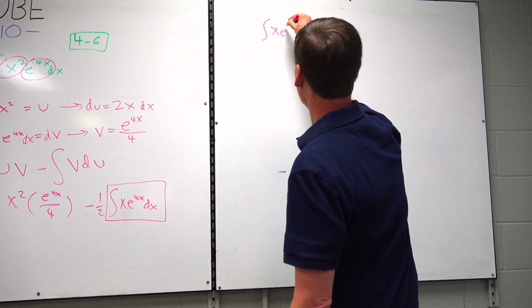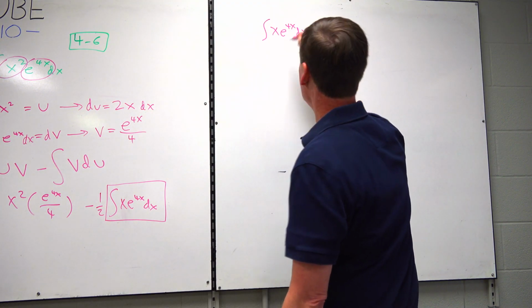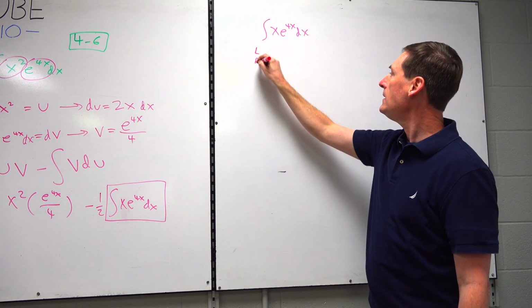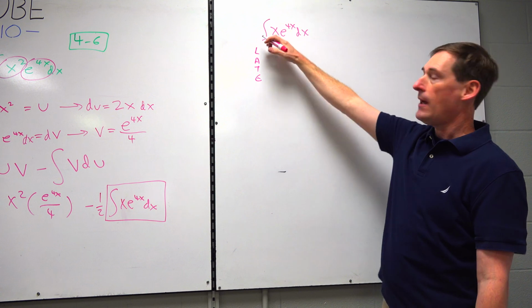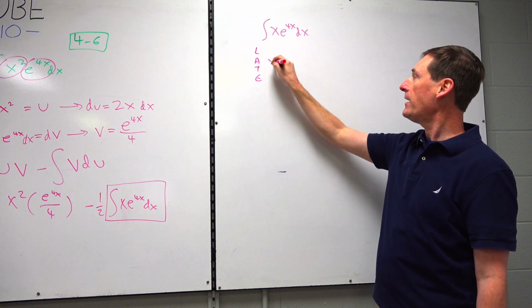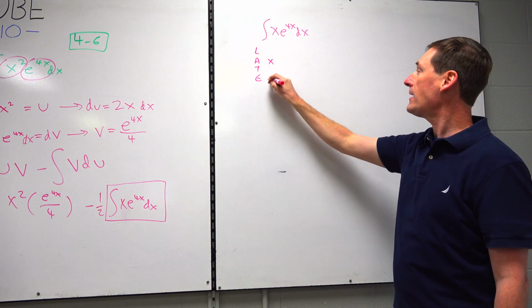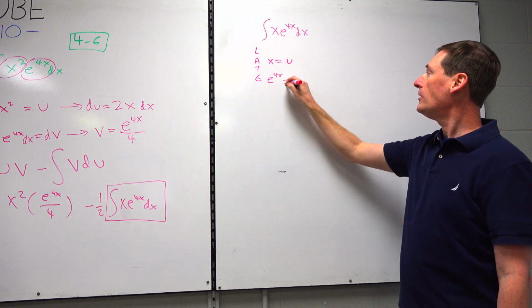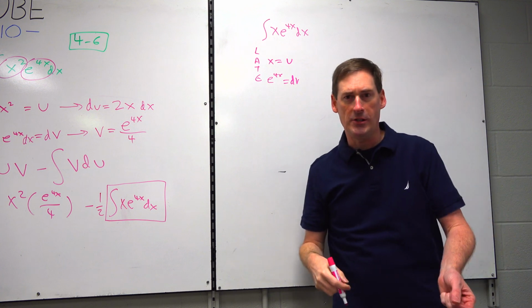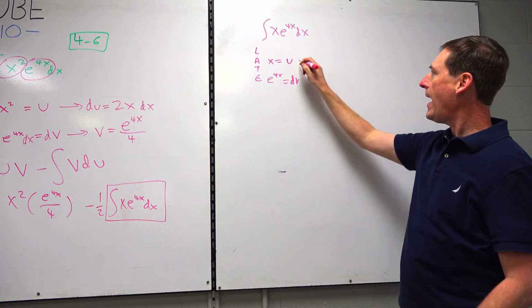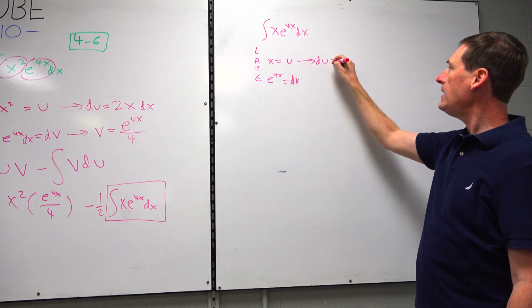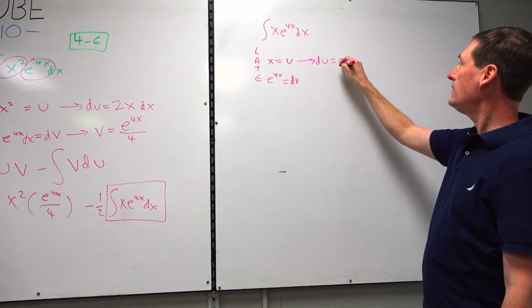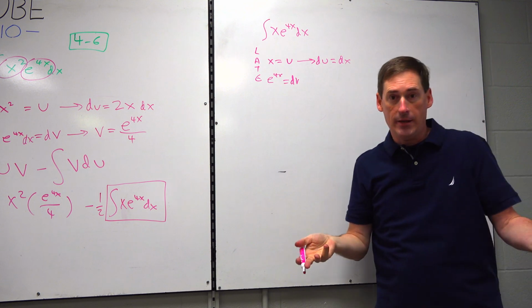So over here on another board, we'll focus on how to integrate x e to the 4x. Okay, so LATE again. X is algebraic, of course, and e to the 4x is exponential, of course. The higher one is u, the lower one is dv. See, you really get used to this stuff, okay? Now, if u is x, I can also find du, which is the derivative of x, which is 1 dx, or just dx.